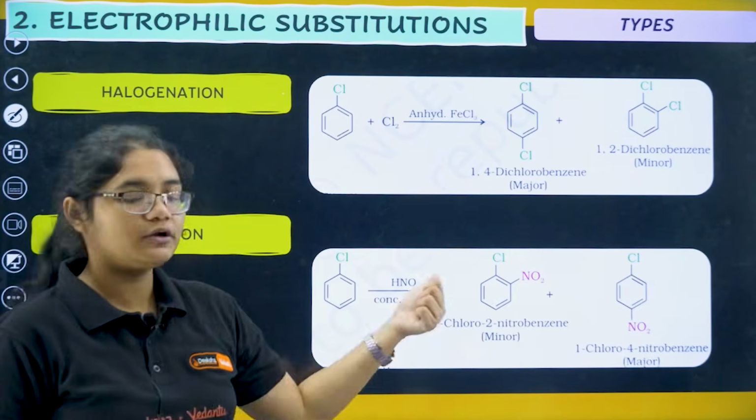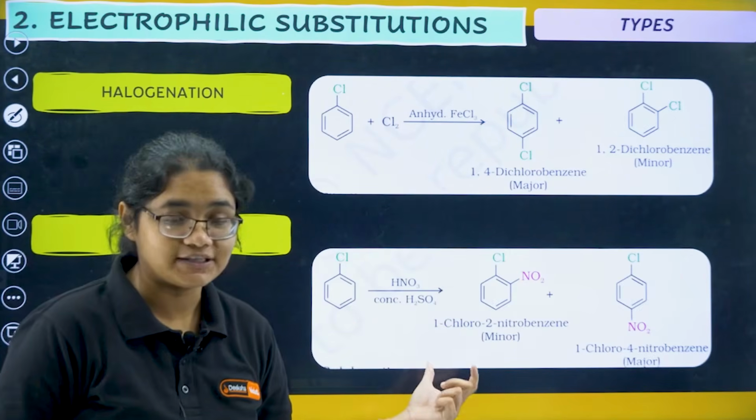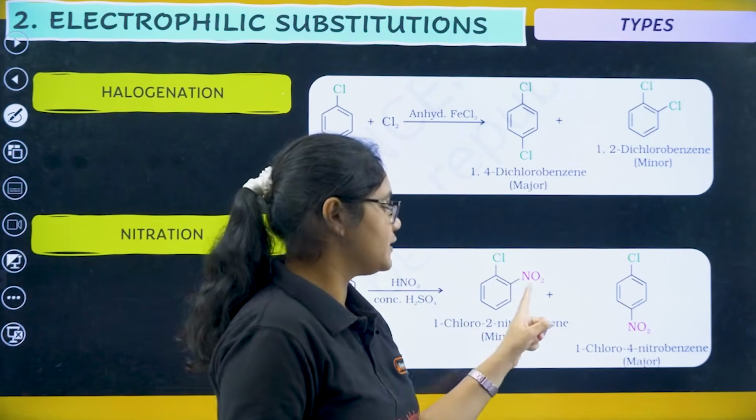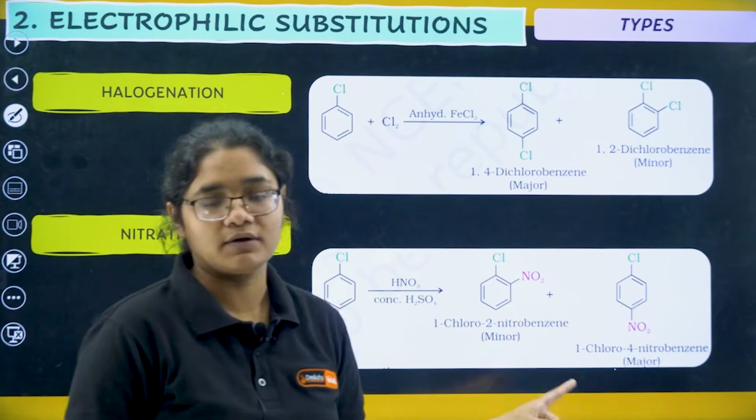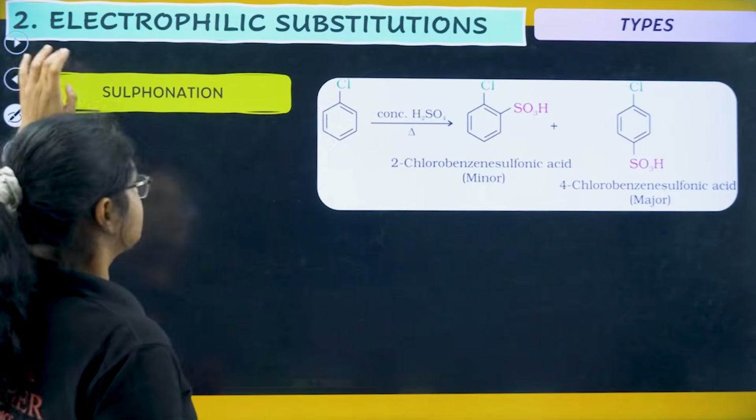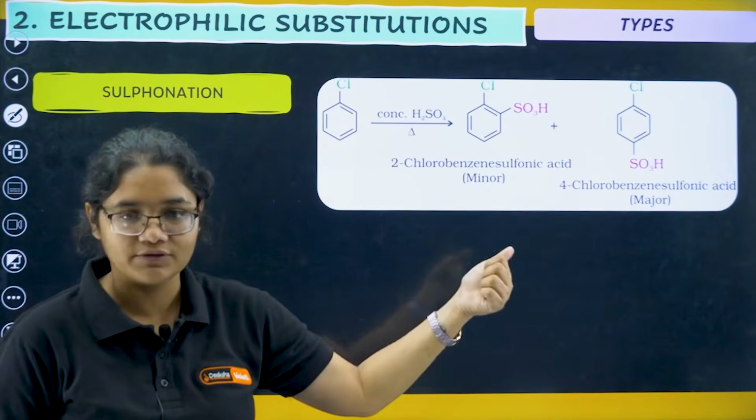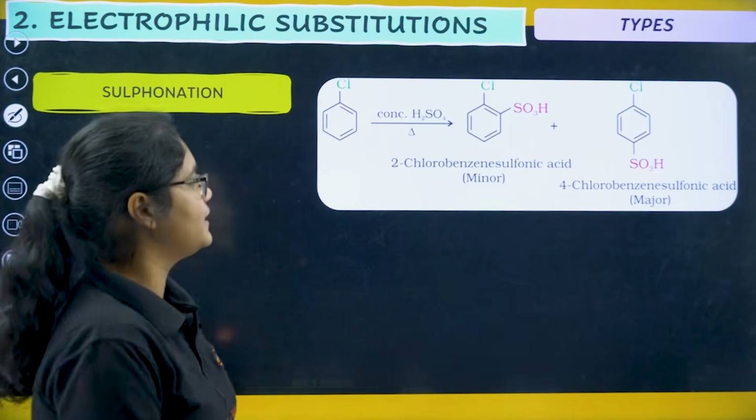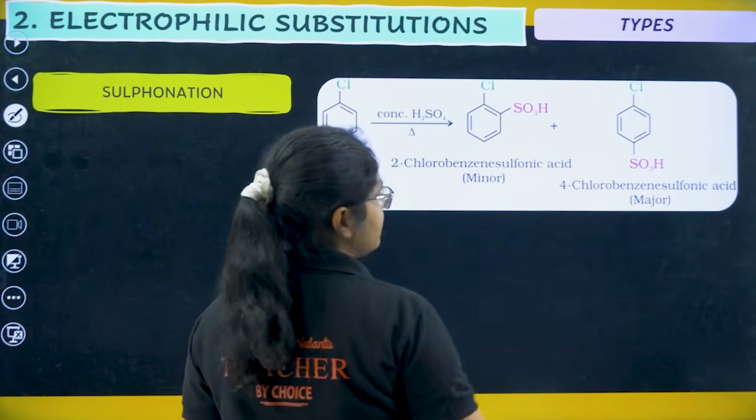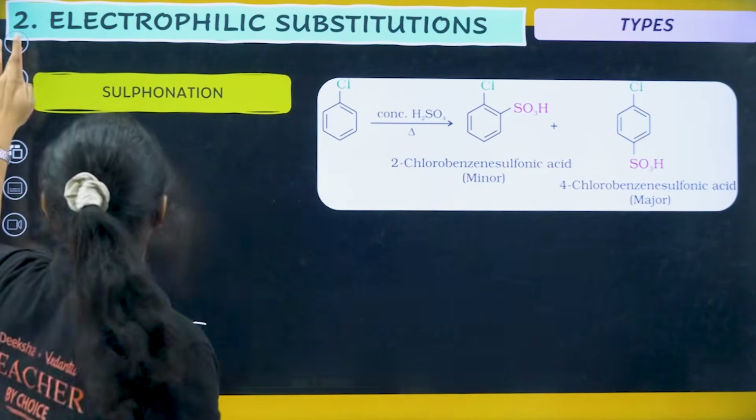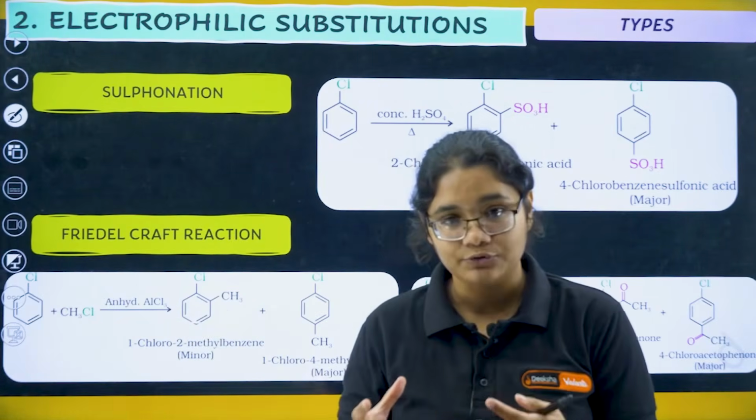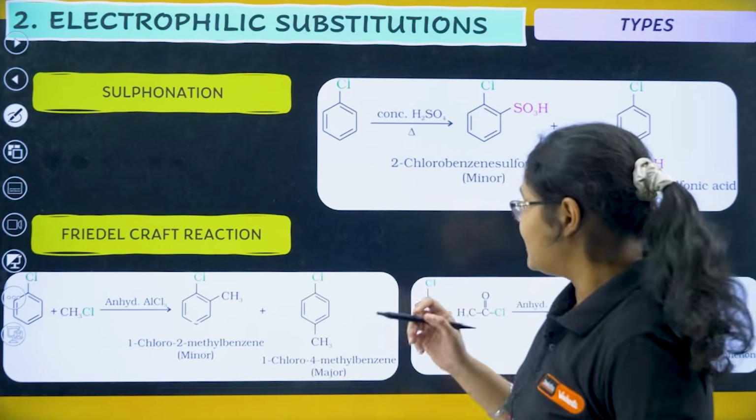Similarly, for nitration, what reagent do I require? Concentrated HNO3 and concentrated H2SO4. The nitro group will be attached at ortho and para positions, and the para one will be the major product. Next we have sulfonation. You just have to use concentrated H2SO4 with heating. So here SO3H will be attached at ortho and para positions. The major product will be the para one. And lastly, I have the Friedel-Crafts reaction. In Friedel-Crafts you can add an alkyl group also, an acyl group also. What is an acyl group?